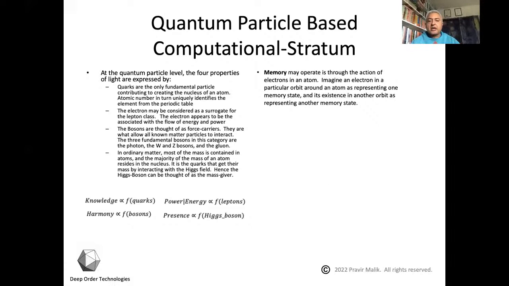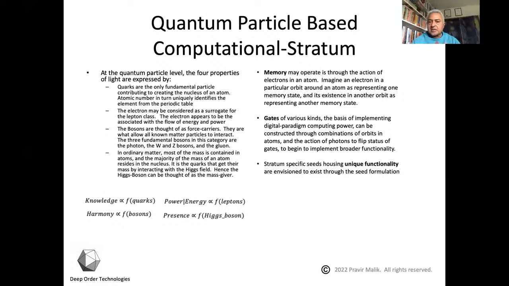And if, again, we can organize or manipulate these quantum particles so that memory, logical gates and unique functionality arise, then quantum particles can also become computational stratum. And here, what is proposed is that thinking about memory, this may operate through the action of electrons in an atom. If you have an electron in a particular orbit around an atom, it represents one memory state. And if it switches to another orbit, it then represents another memory state. This flipping can take place, and therefore you have the possibility of memory created through the functioning of electrons.